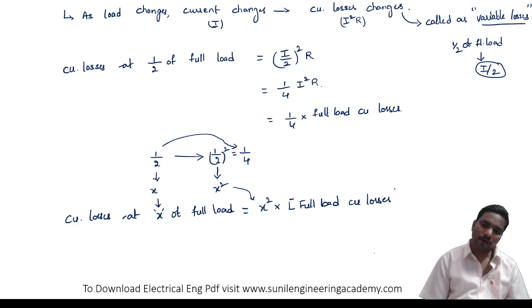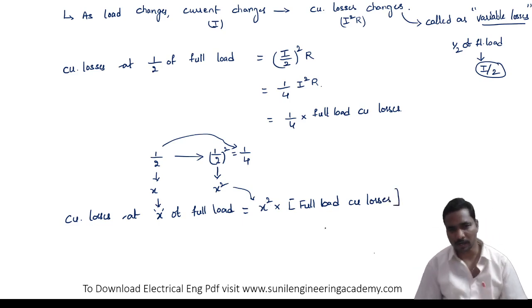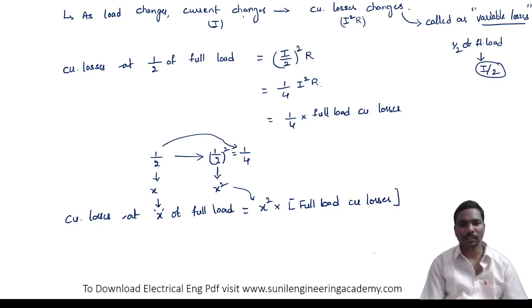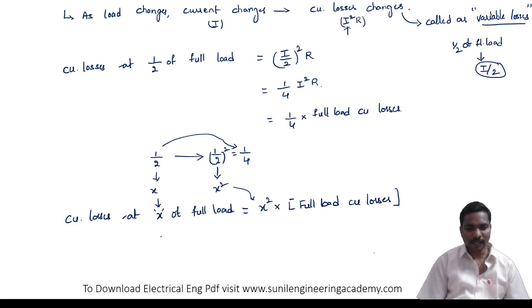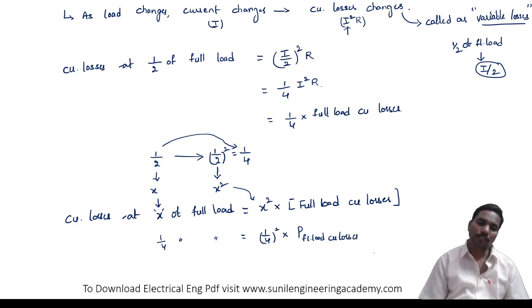All of you, do you get why we always use the x square formula here? Because the loss formula is I square R, so current is squared. If we take half of the load, the current becomes half, I by 2, so that is 1 by 4 of the full load copper losses. If they ask for copper losses at 1 by 4 of the full load, the answer is (1 by 4) whole square into the full load copper losses. All of you clear? It is a very important thing, guys.